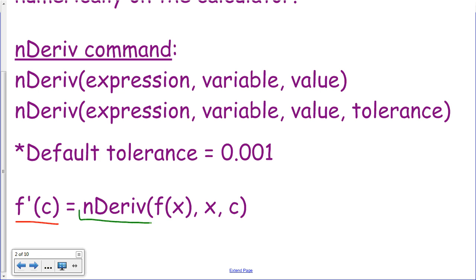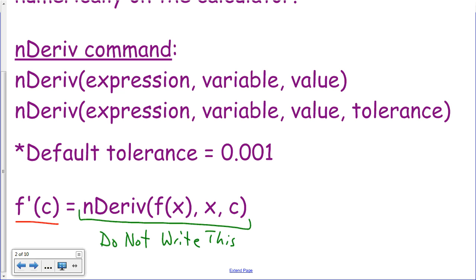Notice that in nderiv, the first thing you specify is the function you want to find the derivative of. Then you specify the variable that the function is defined on, in this case x. And then finally you specify the value that you want to find the derivative at. In this case we said c, because we said f prime of c over here on the left. Now we've written this nderiv command down here this one time, and I'm going to write below this, do not write this.